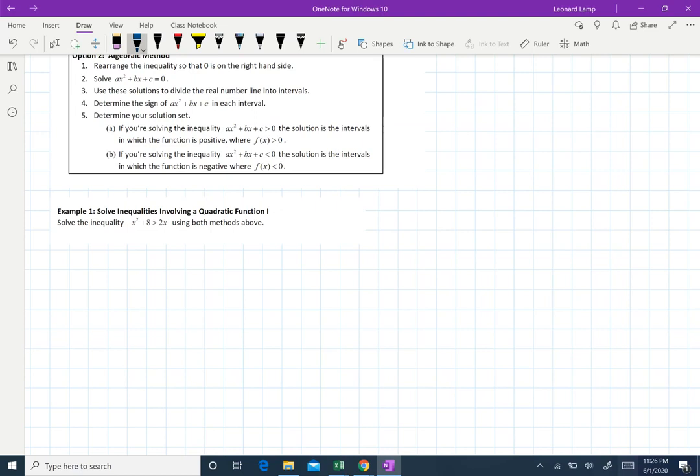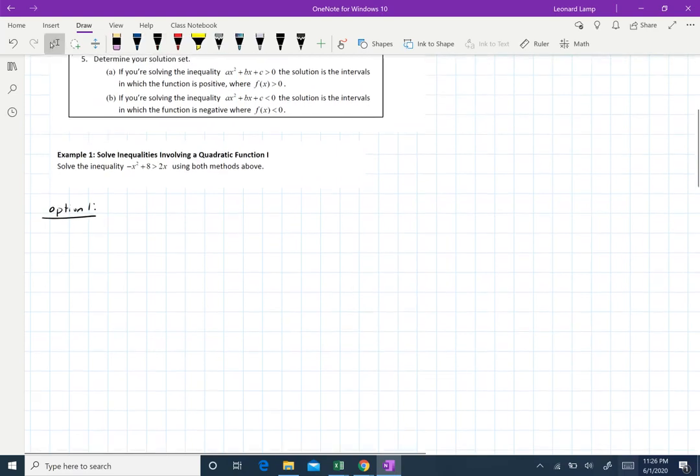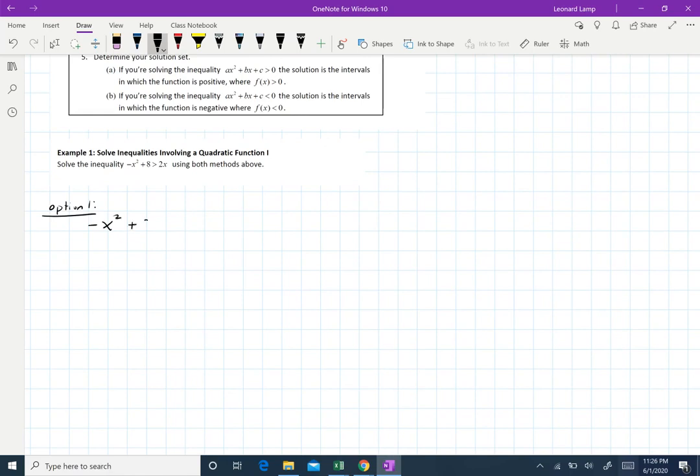They're asking us to solve negative x squared plus 8 is greater than 2x using both methods above. So option 1, the graphical method, let's do that first. What we're going to do first is take negative x squared plus 8 is greater than 2x, and get the right-hand side equal to 0. Meaning I want one side to have a 0 on it and everything else on the other side. So I'm going to subtract 2x from both sides. Then I get negative x squared minus 2x plus 8 is greater than 0.